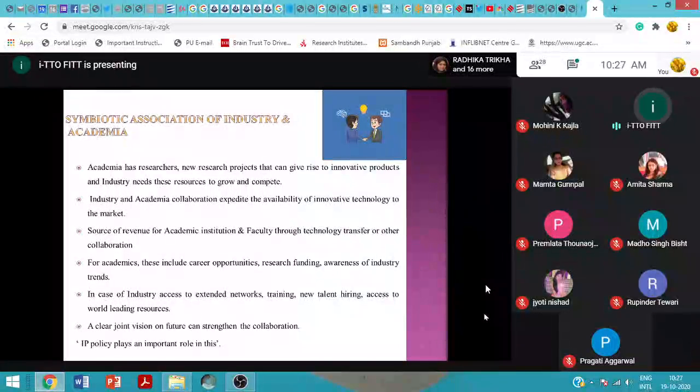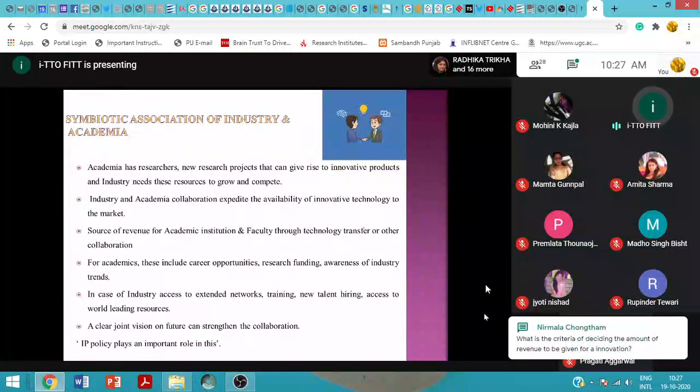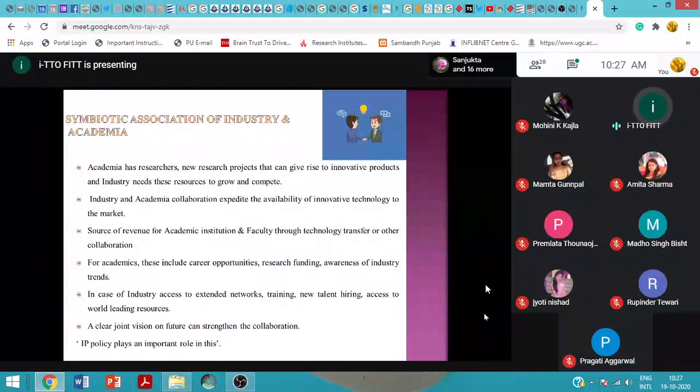On the other side, industry has the capacity and the environment to manufacture or further develop their technology, and to grow and compete. Academia is a not-for-profit organization, and they have the mindset to do research and they have knowledge. On the other hand, the main mandate of any industry is to do business and earn revenue, and they have the context to grow and compete.